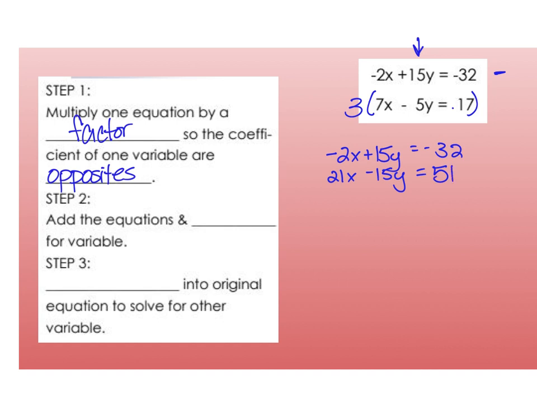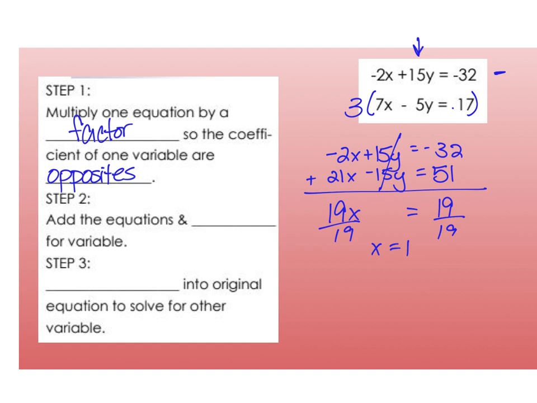51. Now I'm going to set this up like I did before as a giant addition problem. The y terms are going to cancel each other out because you have a positive 15 and a negative 15. Now I have negative 2 plus 21, which gives us 19x, and negative 32 plus 51 is 19. So now I'm going to divide by 19 on both sides, so x has a value of 1.